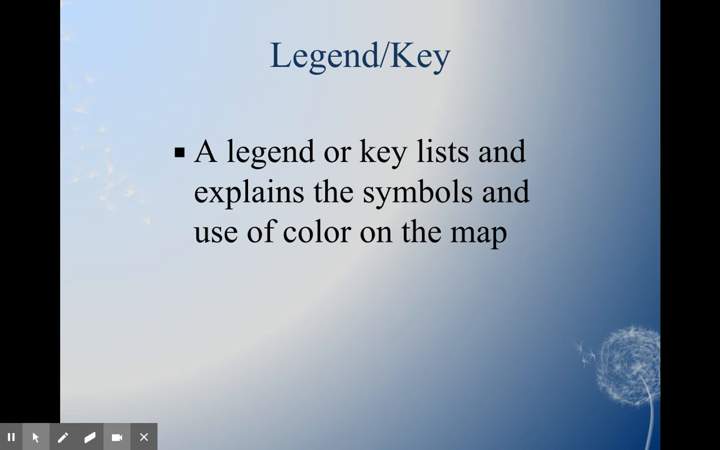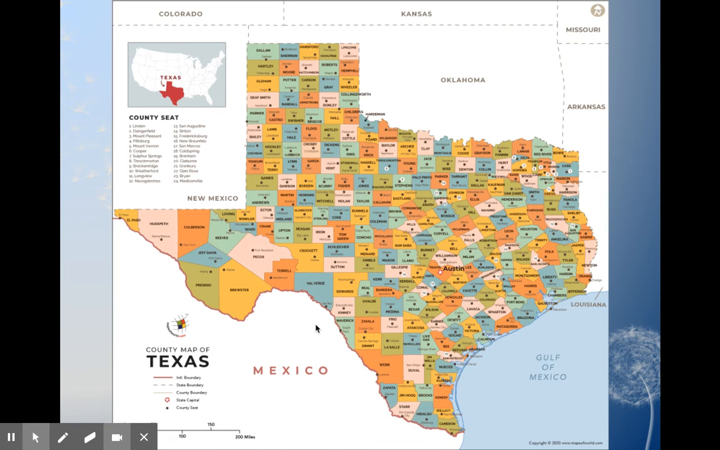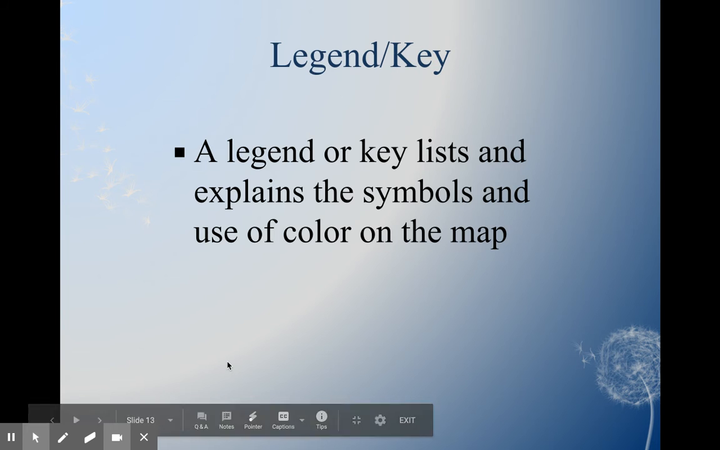Next, you'll have a legend. If we go back to this map, here's your legend. It tells you where the international boundary is, what these little symbols mean. What is state capital? What does that mean? What's that star mean? That means the state capital. Okay. What's the city mean? Little dots are cities. So it's our county seats. So it's telling you what different stuff on the map means.